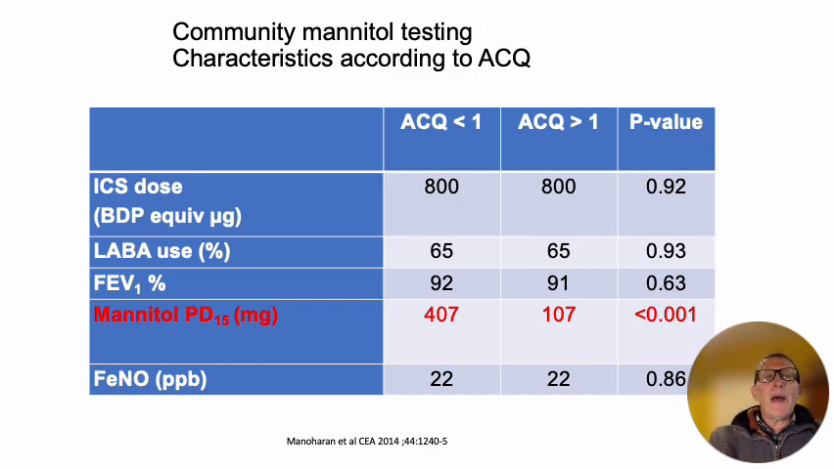When you compare patients who were controlled or not controlled, according to an ACQ cut point of 1, less than 1 compared to more than 1, the latter being poorly controlled, what delineates them very clearly is the mannitol PD15, which is 4-fold lower, or 2 doubling doses lower, in the poorly controlled patients compared to the well-controlled patients. And for what it's worth, that was highly significant. FeNO was not significantly different between the two groups, and neither was FEV1% predicted. So you can see there, airway hyperresponsiveness using mannitol challenge is very closely related to asthma control.